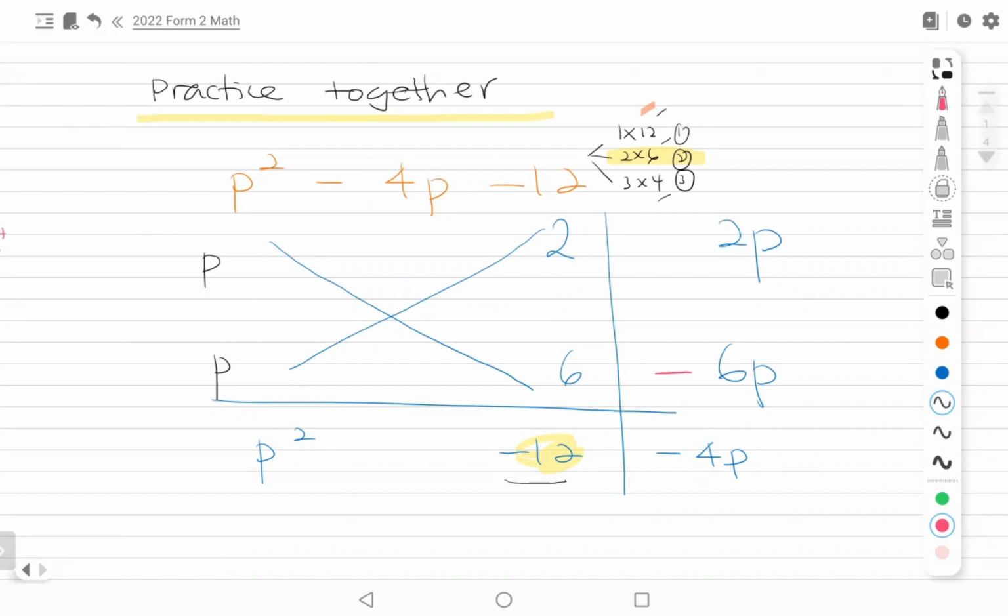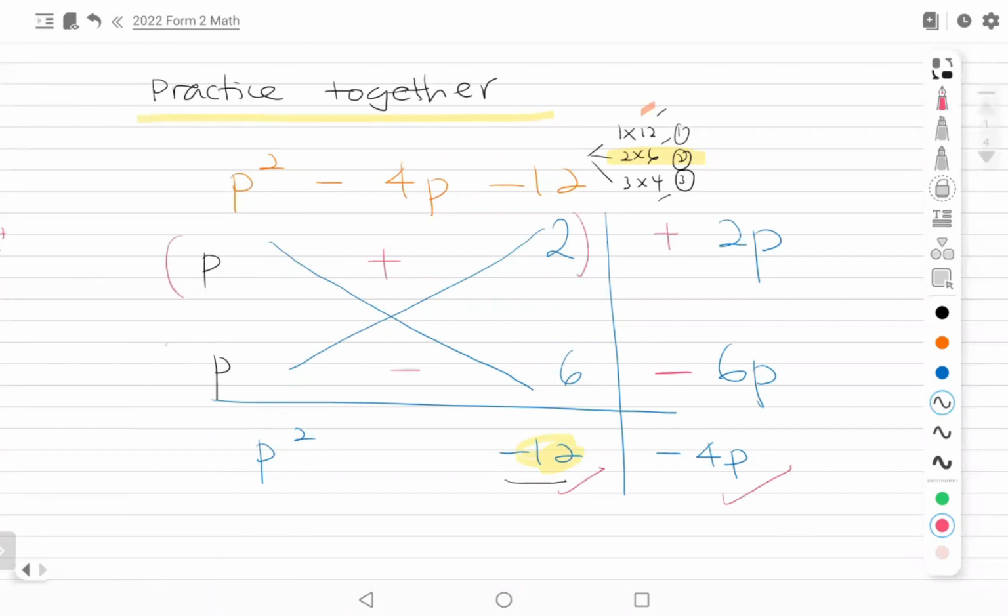So 2p must carry positive. We have to insert the symbol. Both also we have to insert symbol. Even though it's positive, we have to write plus there. So plus 2p minus 6p is negative 4p. Check. Yes, correct. 2 times 6 is 12. We switch the symbol into the middle there.